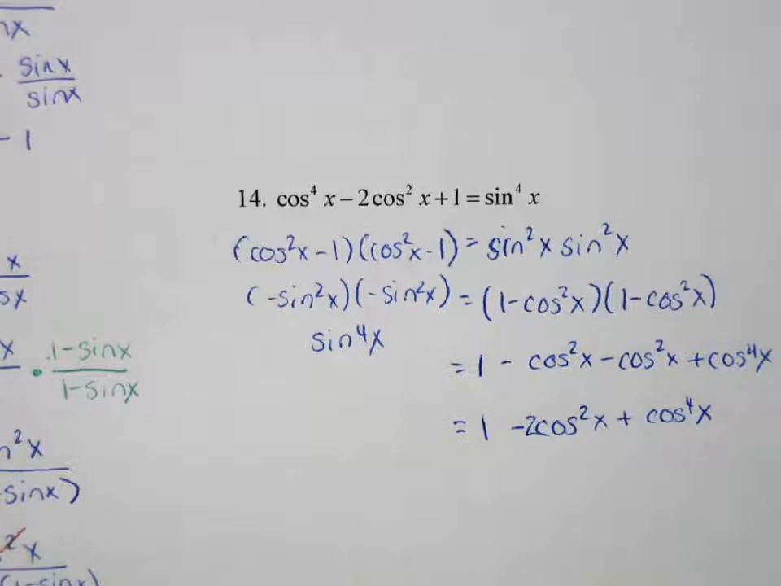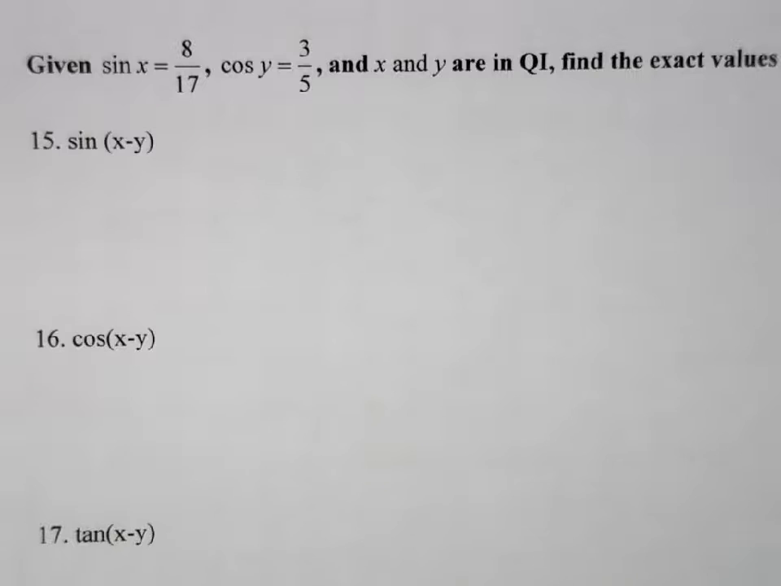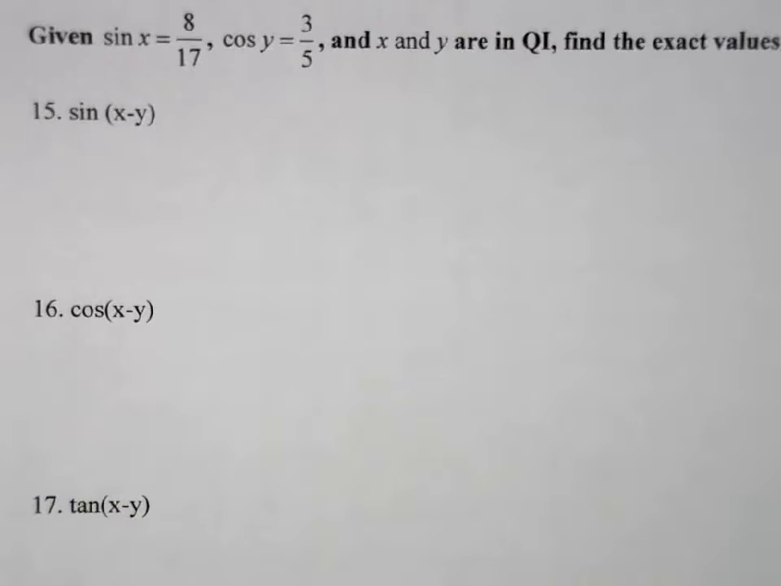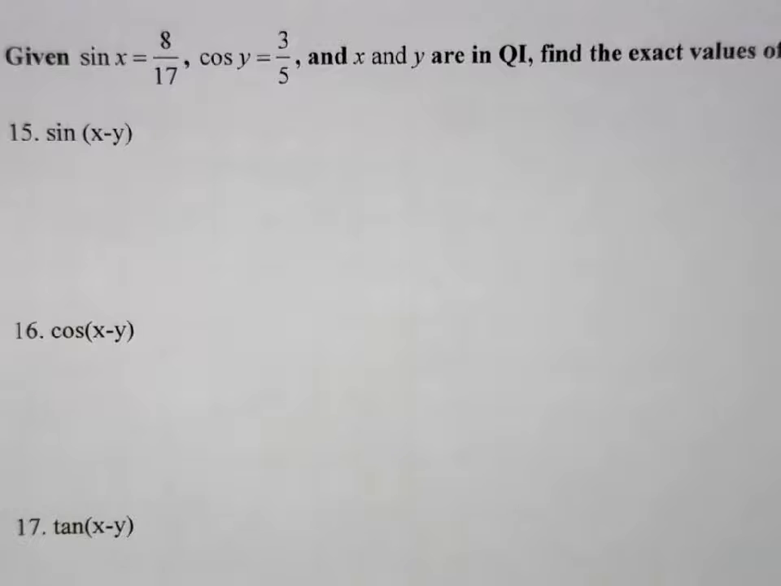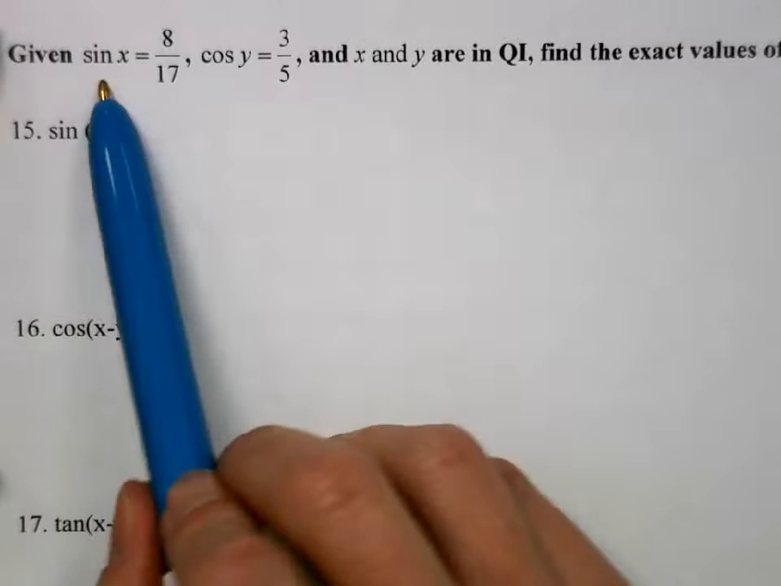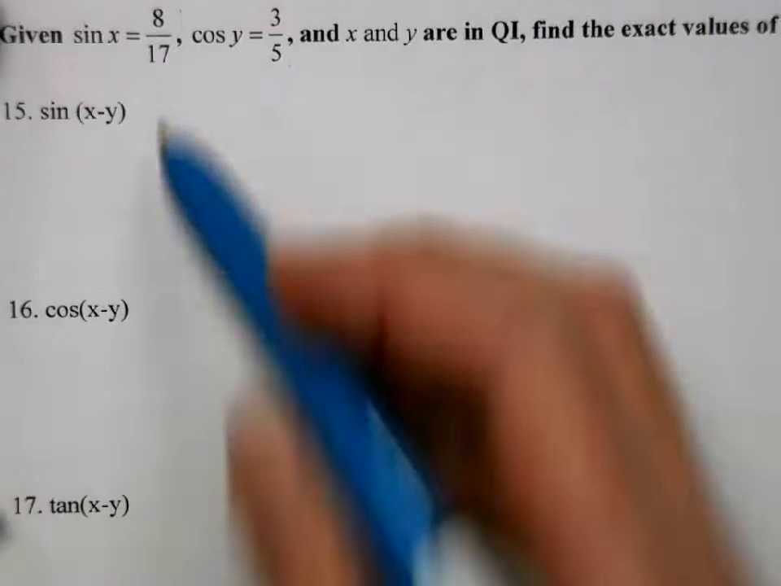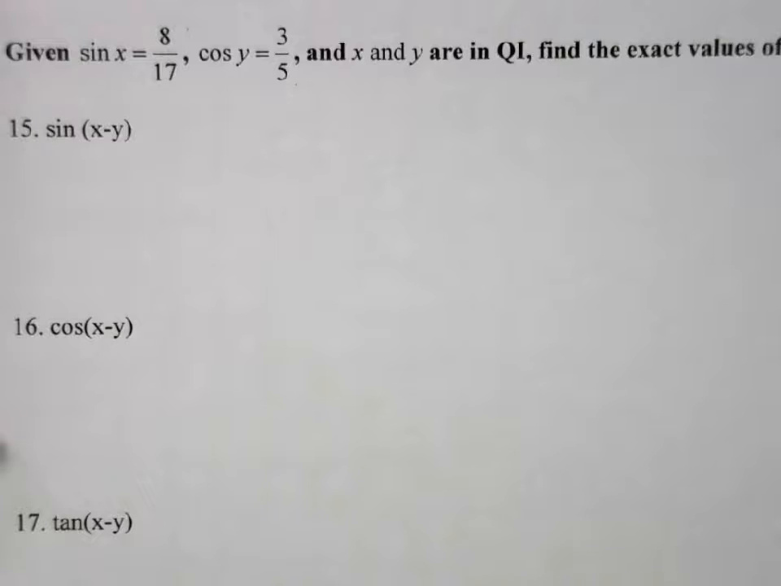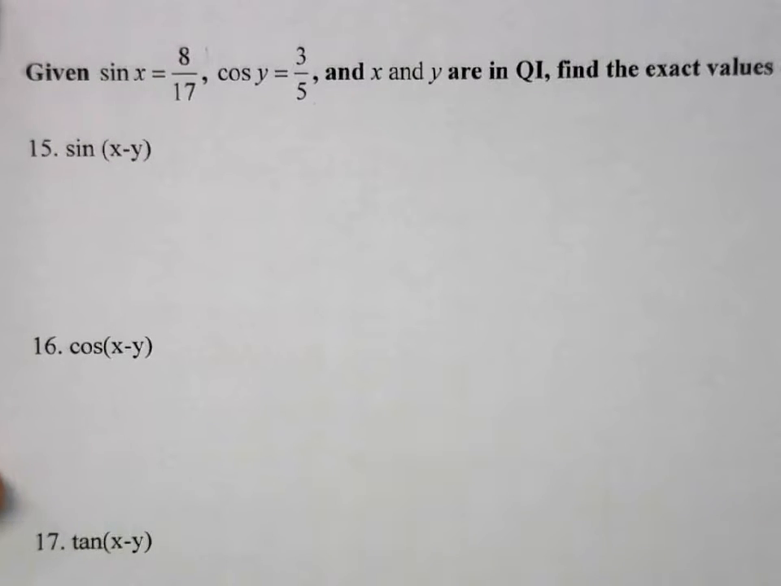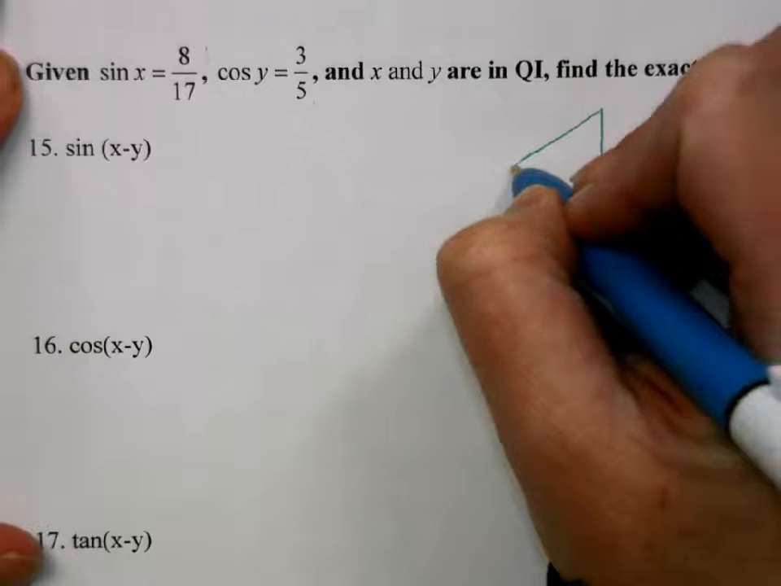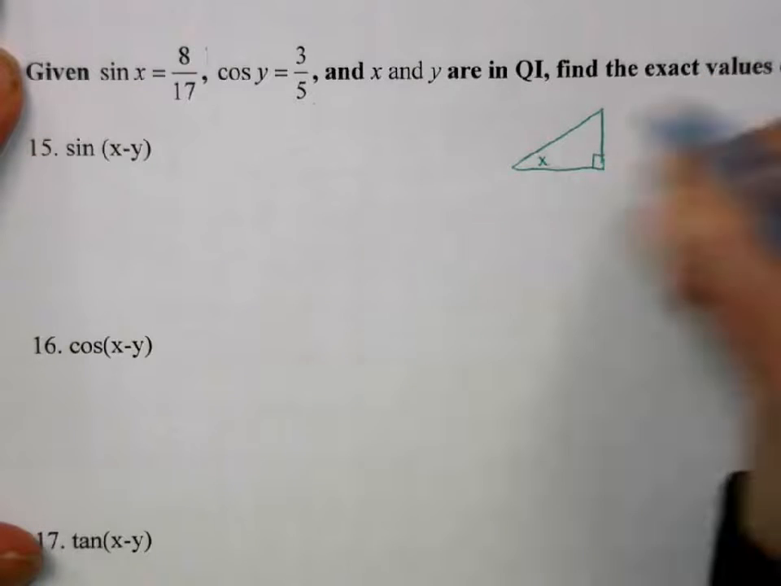Okay, on this next page, we have a whole bunch of different things we're trying to find. X and Y are some angles. We do not know what those angles are, but we don't need to know them because we know that the sine of this angle is 8/17 and the cosine is 3/5. For all of these identities, we need sine of each of x and y and cosine of x and y. So I'm going to go ahead, just like the first problems, and make a triangle. We're going to have one triangle for angle x, and we'll have one triangle for mystery angle y.